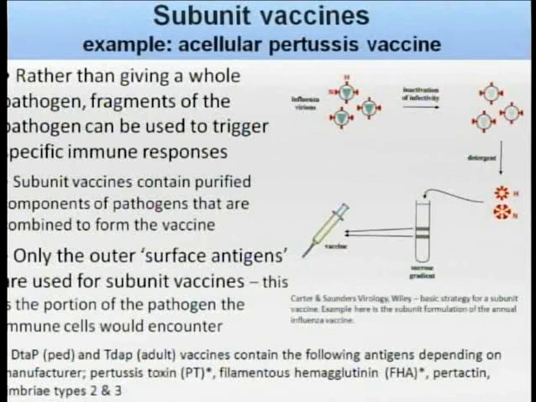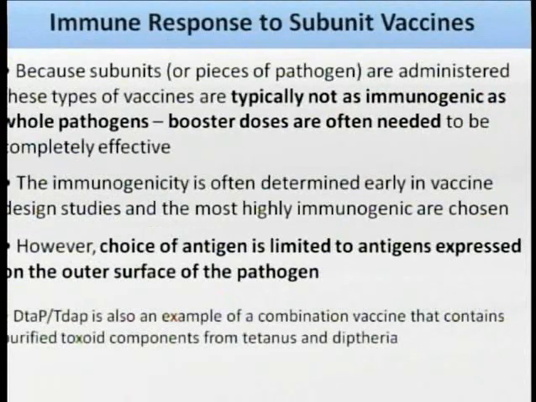But these are all components of Bordetella that are found on the outside of that pathogen. So they use things that the immune system would recognize on the outer portion and then respond to.